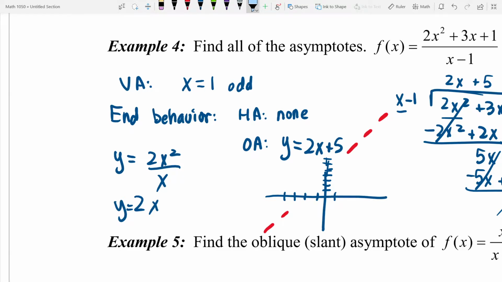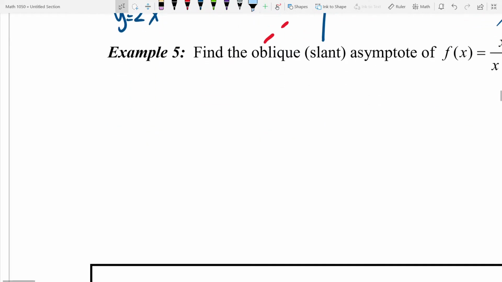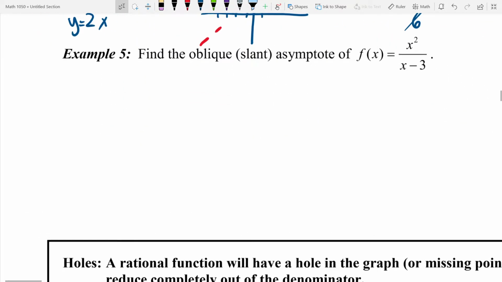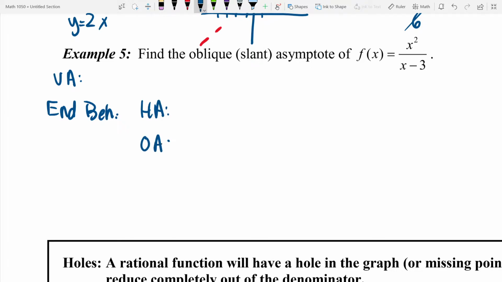So your answer is vertical asymptote is this, and your end behavior is an oblique asymptote, and there it is. Okay? Question 5. Find the oblique or the slant asymptote. We're actually going to do more than that. We're going to find the vertical asymptote. We're going to find the end behavior, which might be a horizontal asymptote or an oblique asymptote.